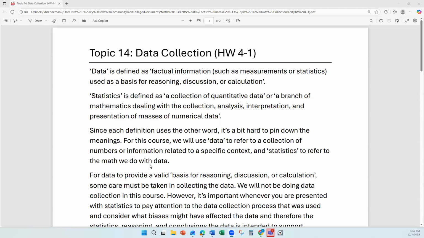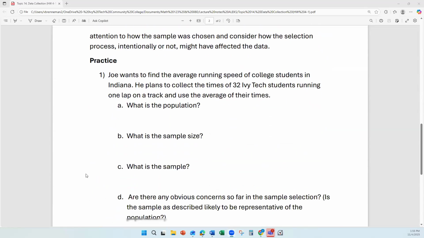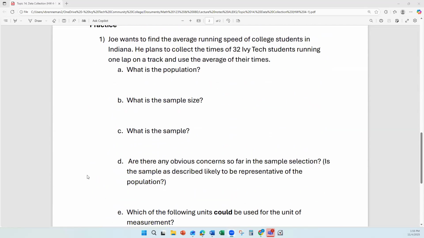This video is over the topic 14 practice questions. This is looking at data collection. So what you'll be asked about data collection is just mostly multiple choice, looking at types of data and information about the best way to choose a sample.